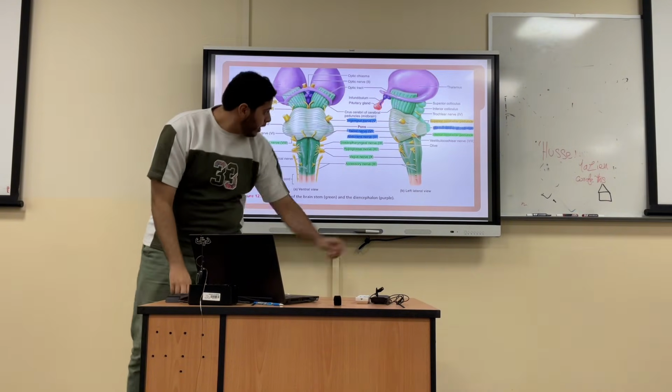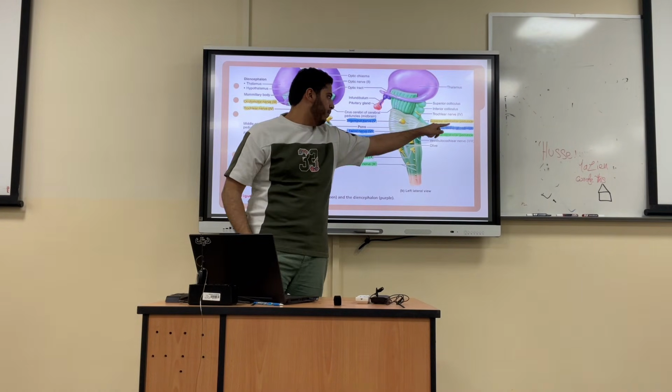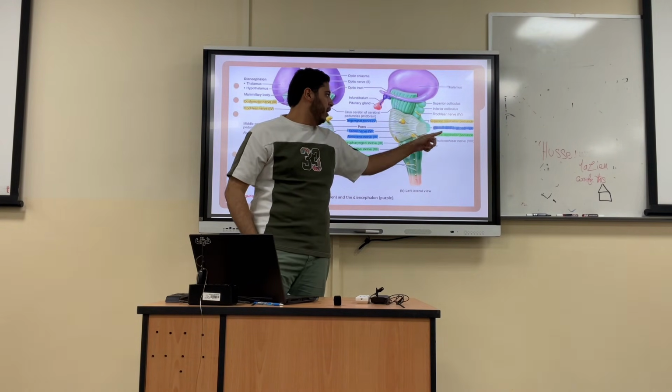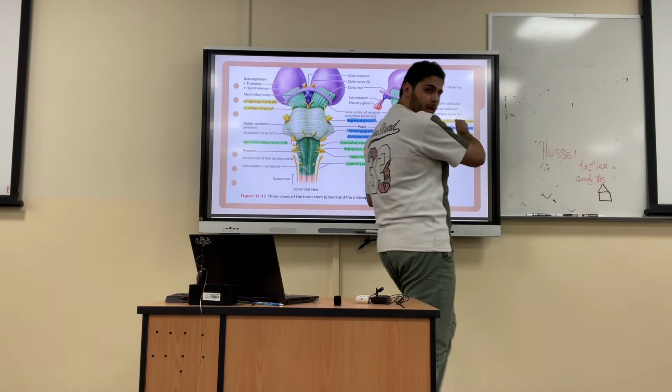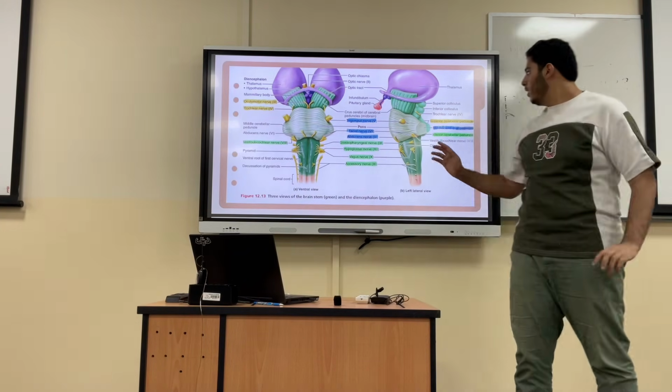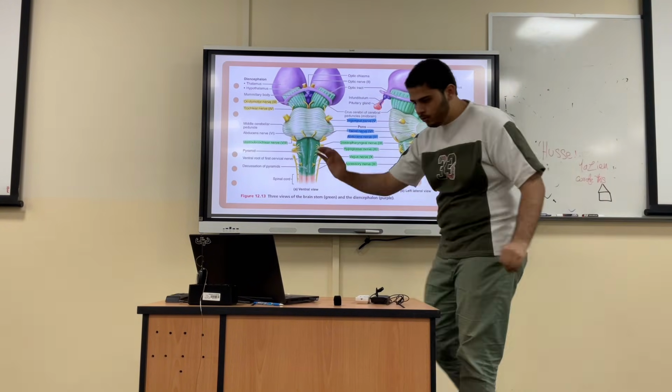That's it. And here, as you see, the superior cerebellar peduncle, middle cerebellar peduncle, and inferior cerebellar peduncle are the connections between the cerebellum and the brainstem, as we'll see later in the cerebellum part. Okay, let's go on.